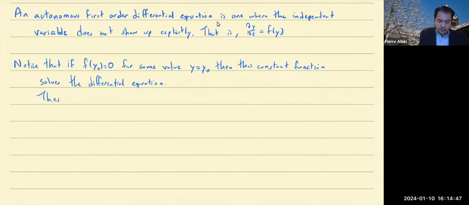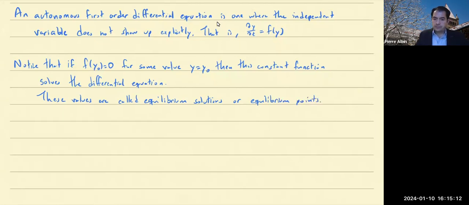These values are called equilibrium solutions or equilibrium points. Okay. So many things simplify because the independent variable doesn't show up explicitly.